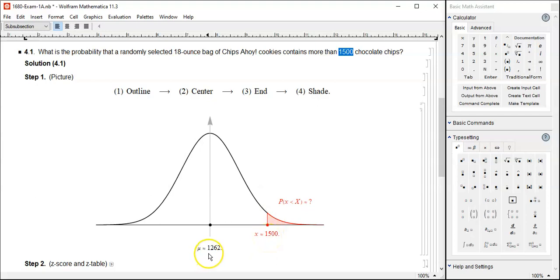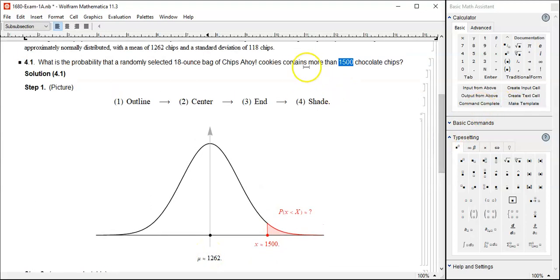Center, 1,262. And finally, let's shade. This problem is more than 1,500, so we have to shade to the right. In math, more than is the right-hand side, less than is the left-hand side. So we shade on the right. We are looking for this red area.